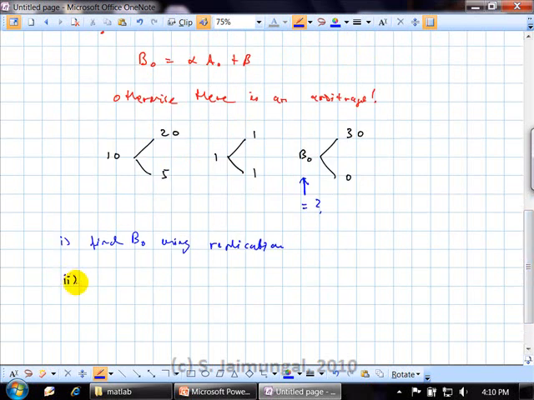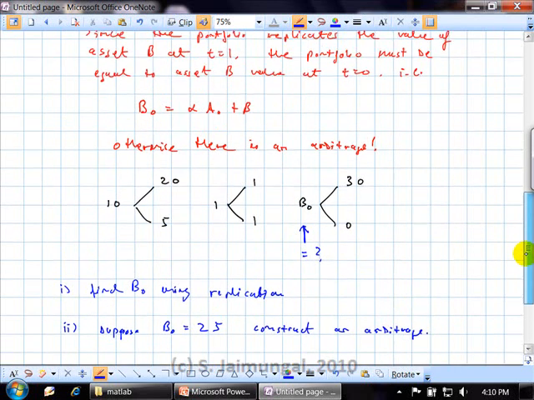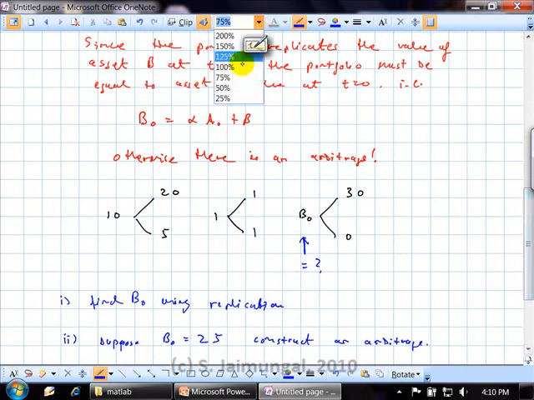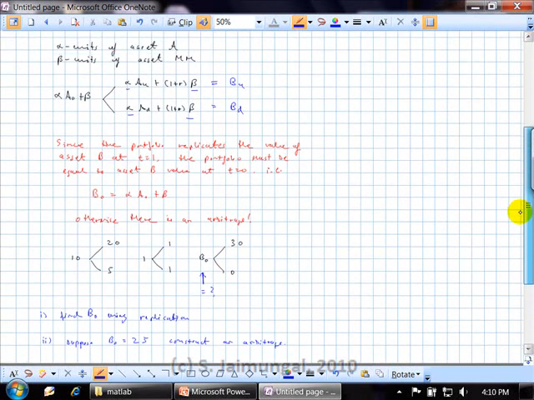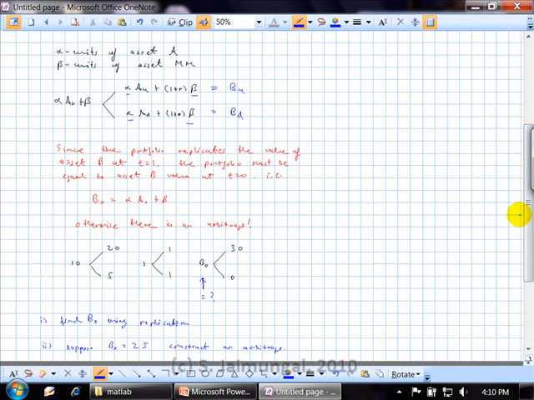And part two, suppose B0 was 25. Construct an arbitrage. Okay? It's a very simple example. I want to make this a little bit smaller so that it shows up on the whole screen. All of that. Can you see that? That's basically everything you need to do right there in front of you. Okay, so work in groups.